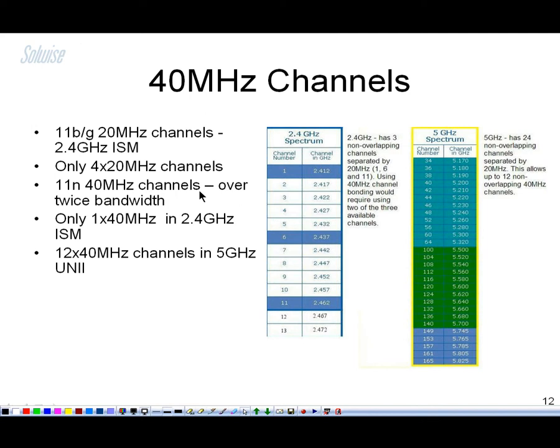Meg wide channels, you can actually get twice the bandwidth if you could get them to work, but you've only got one set to 40 meg wide channel in the 2.4 gig region. However, if we look at the 5 gig region, you've got a considerably higher number of non-overlapping channels, which I think if you add them up means you can actually get 12 40 meg wide channels in the 5 gig spectrum. You can probably see what I'm hinting at here. 11N 2.4 gig, absolutely diabolically crap. 11N 5 gig, brilliant, good technology.